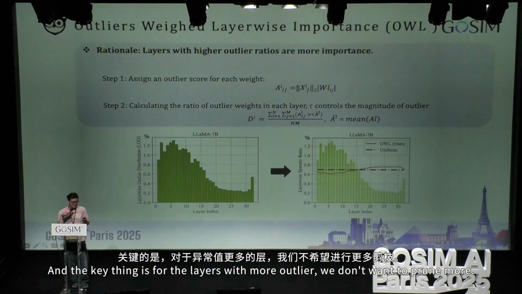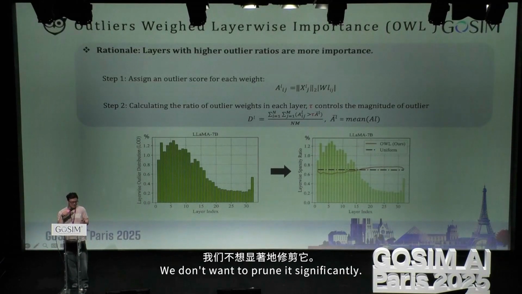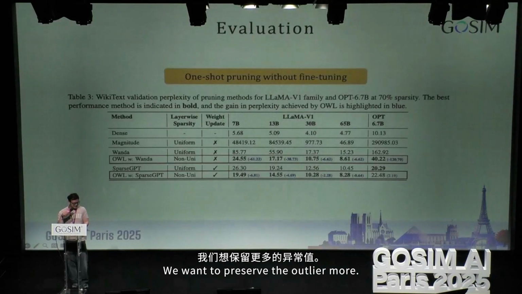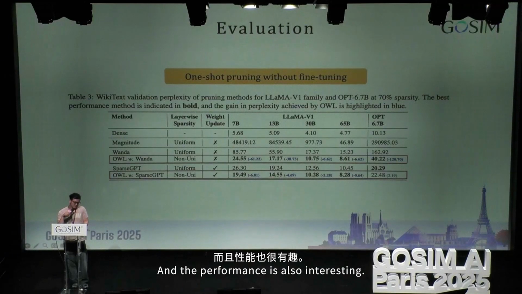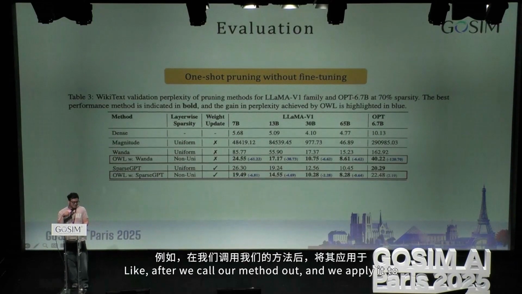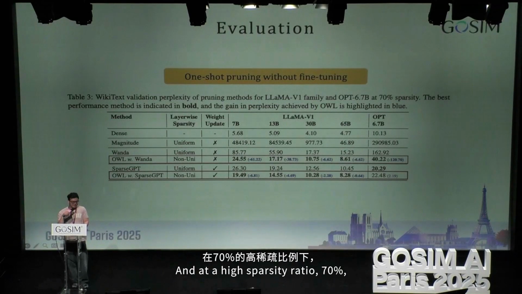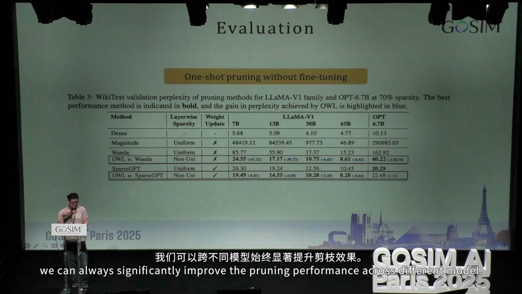And the key thing is that for the layers with more outliers, we don't want to prune more. We don't want to prune them significantly. We want to preserve the outliers more. And the performance is also interesting. We call it our method L, and we apply it to SOTA pruning methods, Wanda or SparseGPT, and at a high sparsity ratio, 70%, we can always significantly improve the pruning performance across different models.